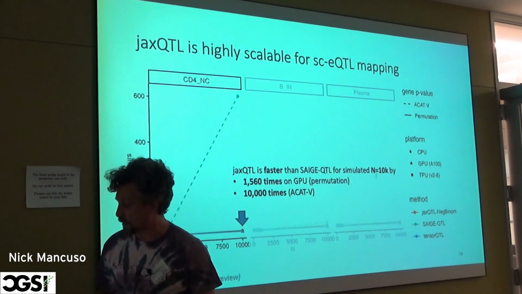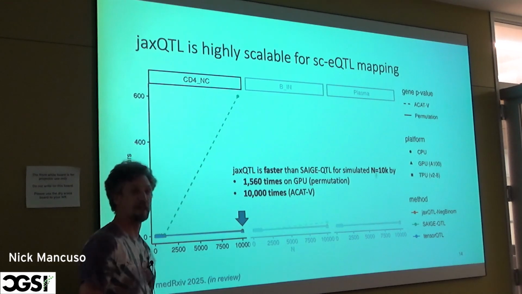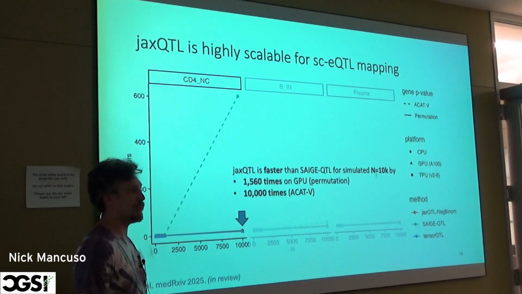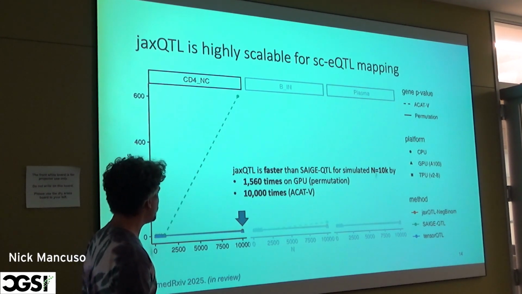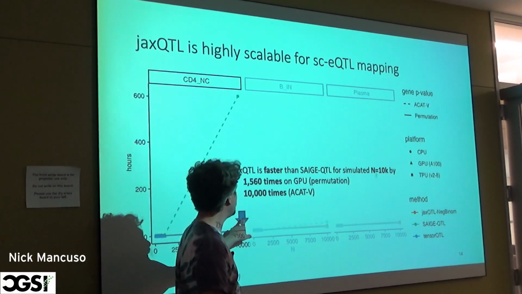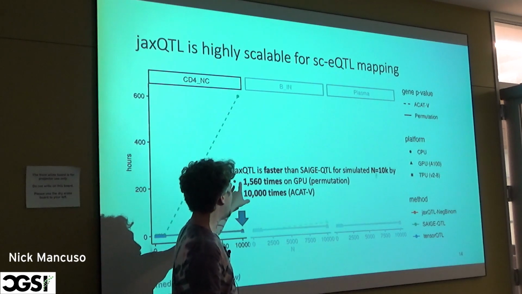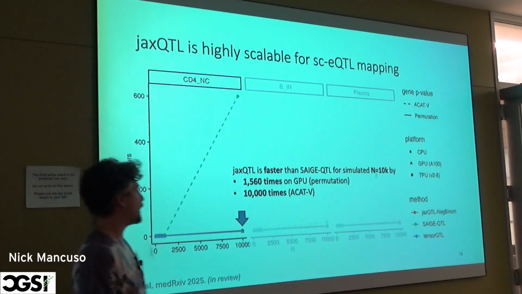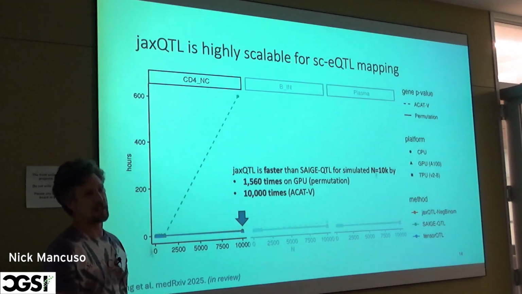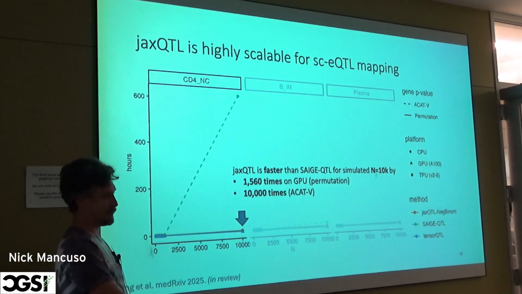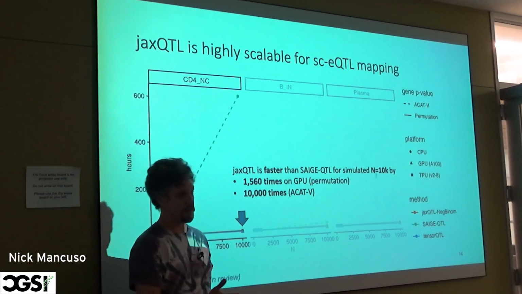And so that's actually exactly what we did. We did upsampling to mimic the 10K data set that should be out hopefully soon. Here, if you run our model using a GPU with permutations, we're about 1,500 times faster than cis-regulatory. And if you drop the permutations and do ACAT-V, we're 10,000 times faster. Right? So that means when the 10K data set comes out, if you want to analyze this data, it's going to be very fast. Right?